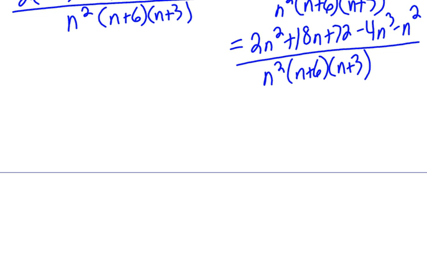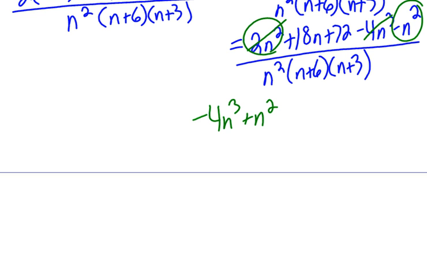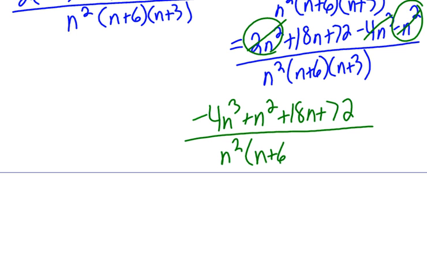Okay, almost there. Last step is to combine like terms. Let's go in descending order so we don't miss anything. Negative 4n cubed, that'll go first. I see 2n squared and negative n squared, giving us a positive n squared. Then 18n and 36, the last two terms, all over n squared times n plus 6 times n plus 3. Okay, nothing else is going to factor out of our numerator. Let's call it a day.